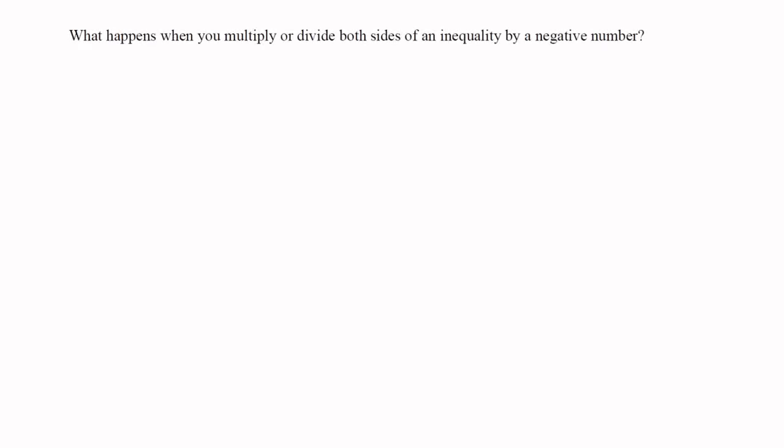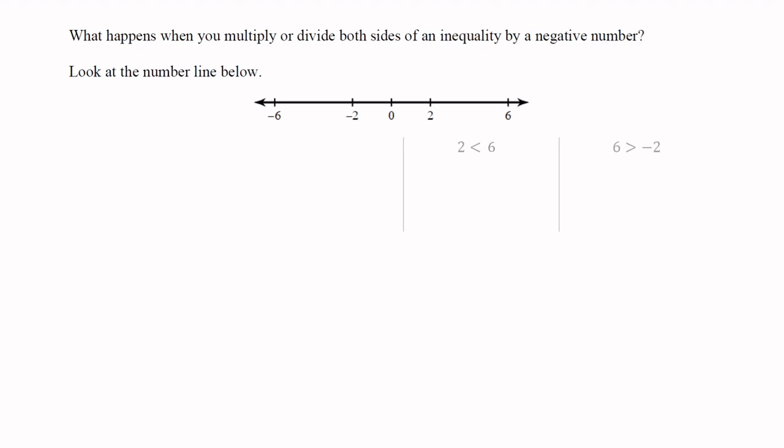What happens when you multiply or divide both sides of an inequality by a negative number? Well, let's explore this a little bit. Look at this number line. We're going to use this as kind of a visual aid to see what happens here. So let's talk about two inequalities. We've got 2 is less than 6, and 6 is greater than negative 2. Both of these are true statements. You can use that number line to verify that.